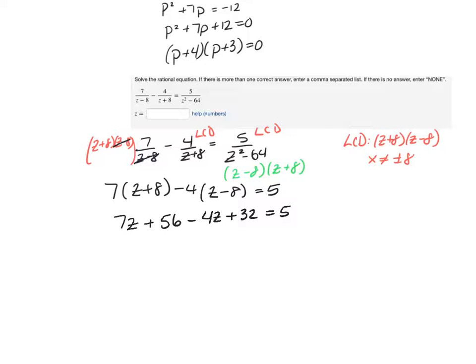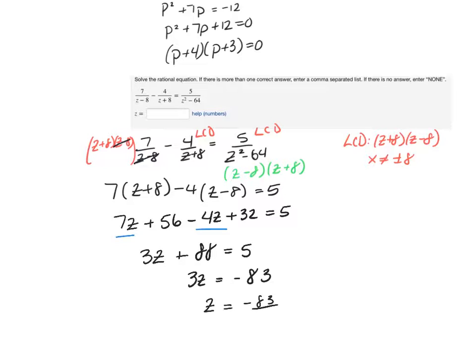Okay, so let's add up our like terms. This and this being like terms, and so I get 3z. And then what's 56 plus 32? 88. Is equal to 5. Now I'm going to subtract 88 from both sides, so 3z is going to be equal to negative 83. Is that right? Yeah. Divide both sides by 3.